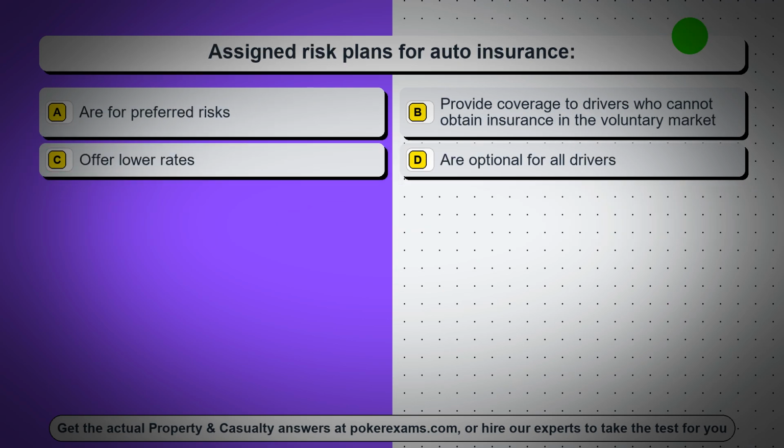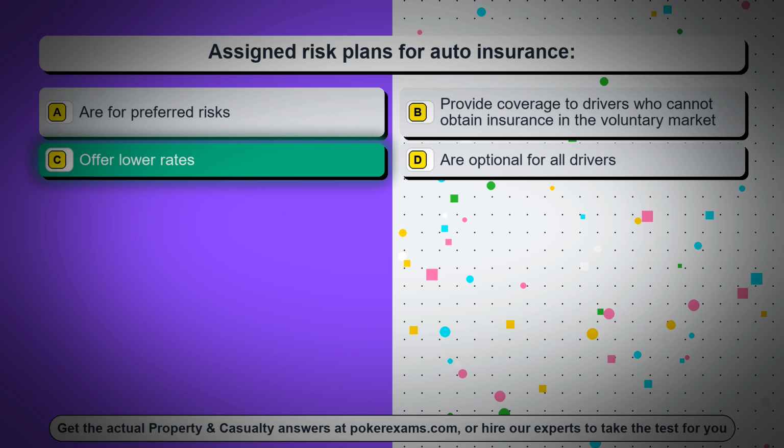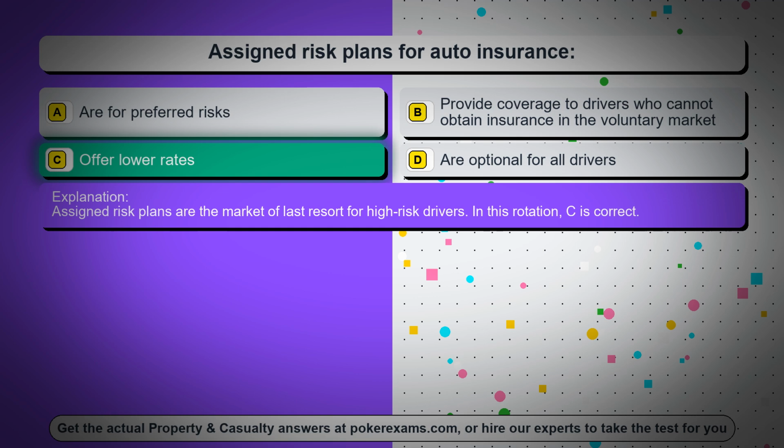Question 67. Assigned risk plans for auto insurance. Option A are for preferred risks. Option B provide coverage to drivers who cannot obtain insurance in the voluntary market. Option C offer lower rates. Option D are optional for all drivers. The correct answer is option C, offer lower rates. Assigned risk plans are the market of last resort for high-risk drivers. In this rotation, C is correct.